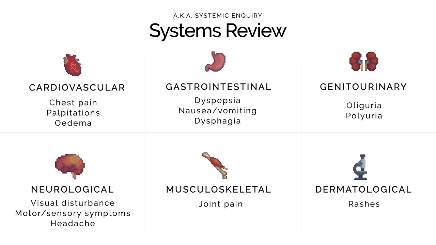This involves asking the patient about symptoms in other body systems which may or may not be relevant to the primary presenting complaint. A systemic inquiry may also identify symptoms that the patient has forgotten to mention earlier on in the history taking. Some common symptoms which you should ask about are displayed on this slide.